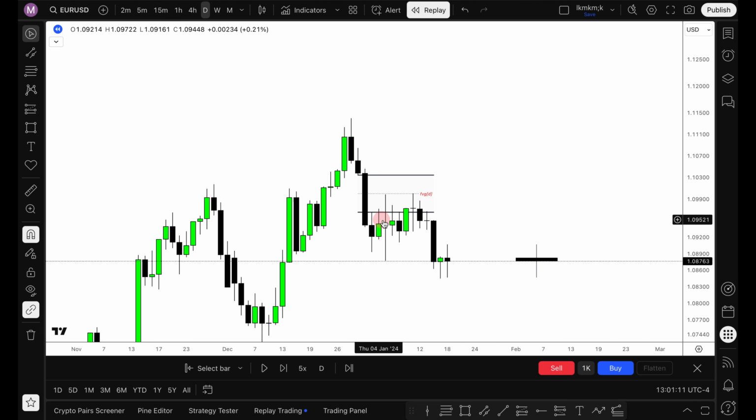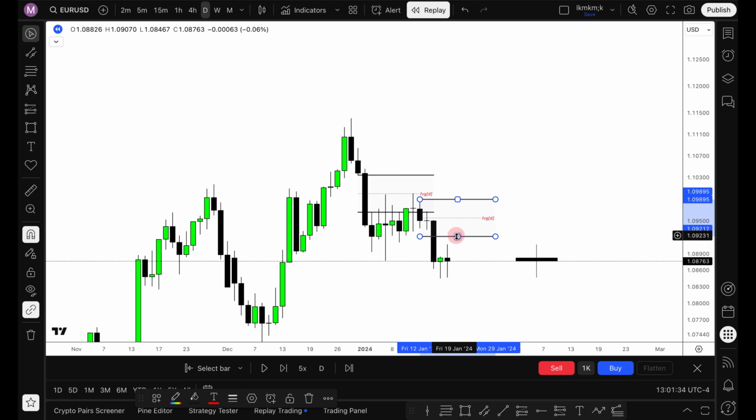Price has rebalanced it once, it's rebalanced it twice, and it's rebalanced it for the third time, reaching into the midpoint of the fair value gap, a consequent encroachment, and then it displaces aggressively to the downside and forms another fair value gap, which I'll take this from.